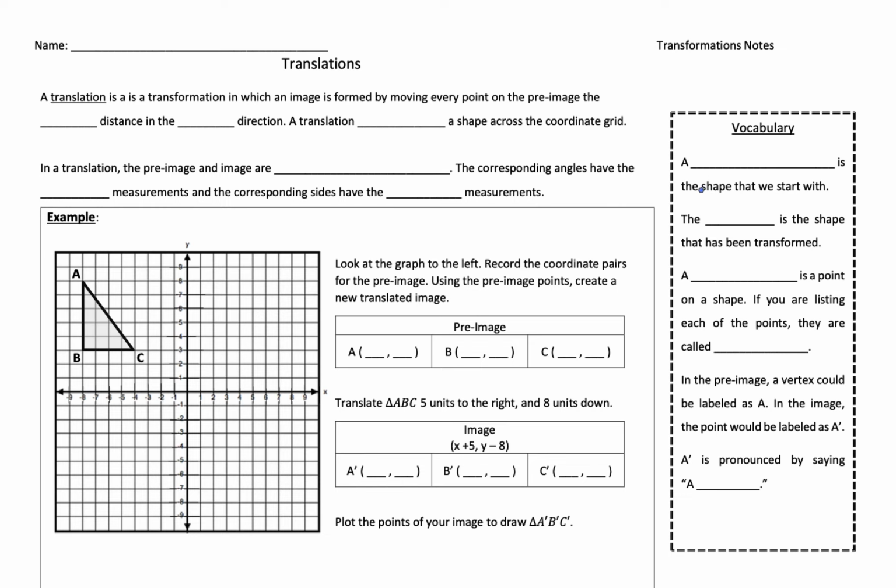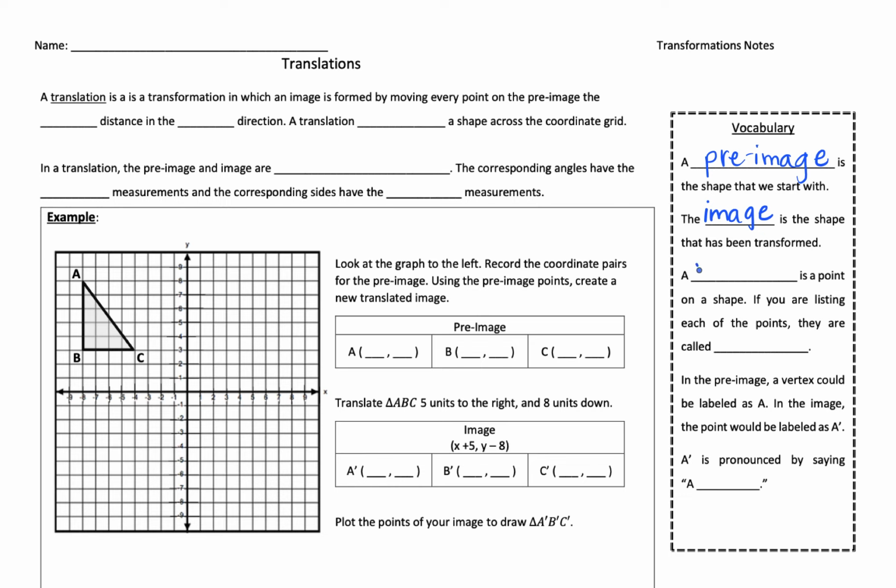Some vocab that's going to be important in transformations is a pre-image. A pre-image is the shape that we start with. So before we do anything to a shape, before we move it or anything, that's the pre-image. Think of it like a prequel of a story that comes before it. And then the next word that we have is just the image. The image is the shape that has been transformed. So you take the pre-image, you perform a transformation on it, and you get its image.